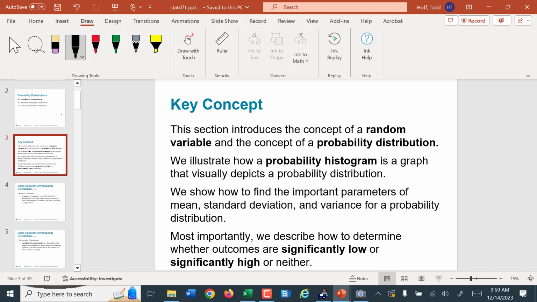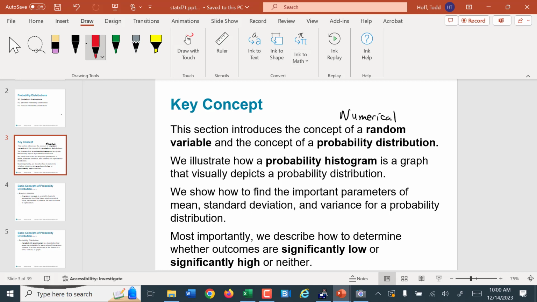For probability distributions, we're looking at numerical random variables, or what we'd call quantitative random variables. We'll look at a probability histogram, which is just a graph of the probability distribution, and we'll talk about some calculations, the mean or expected value, standard deviation, and variance of those probability distributions. And then we'll talk about how this applies to hypothesis testing and statistical analysis.